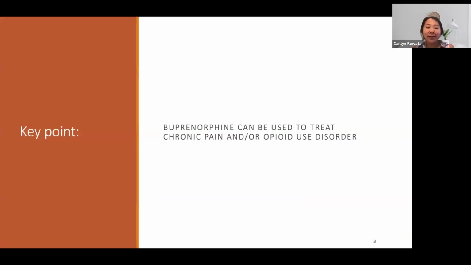So it's really important to just take home the message that you can use buprenorphine for chronic pain and/or for opioid use disorder. You do not need to have opioid use disorder to consider buprenorphine for treatment of chronic pain.